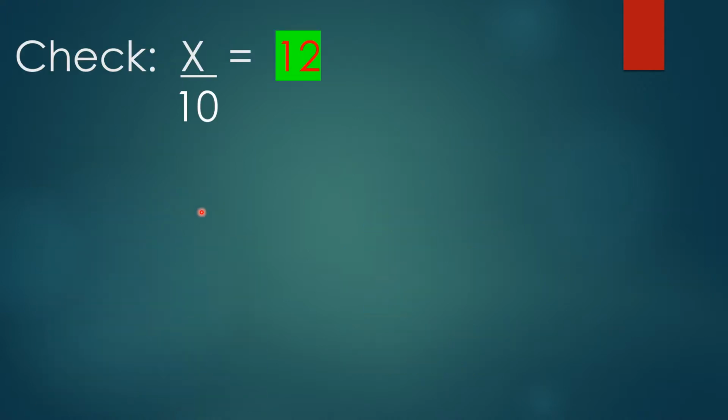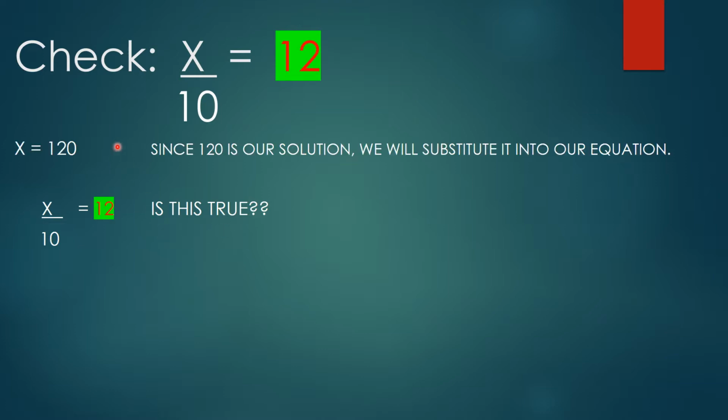Okay, so now we're going to check our work to make sure we did it correctly. So here's our equation: x divided by 10 equals 12. And we ask ourselves, is this true or is it false? We don't know yet. We need to do some more work. So here's our solution: x equals 120. And so what we're going to do is take that 120 and substitute it in for x. And so when I do that, what I'm going to get is 120 divided by 10 equals 12. And I ask myself, is this true or false?